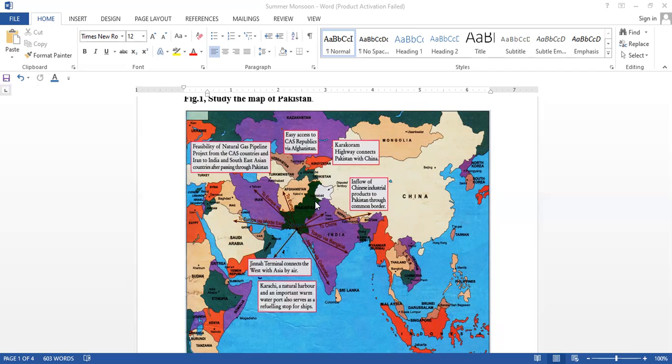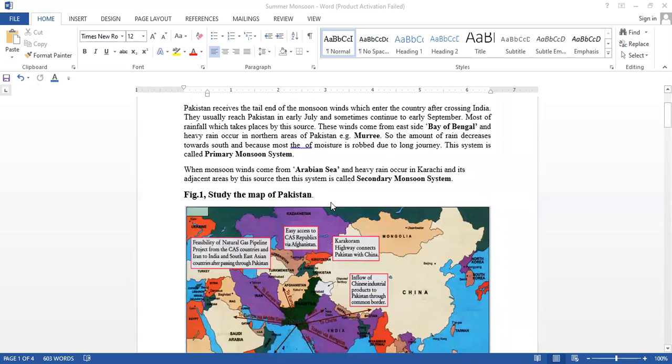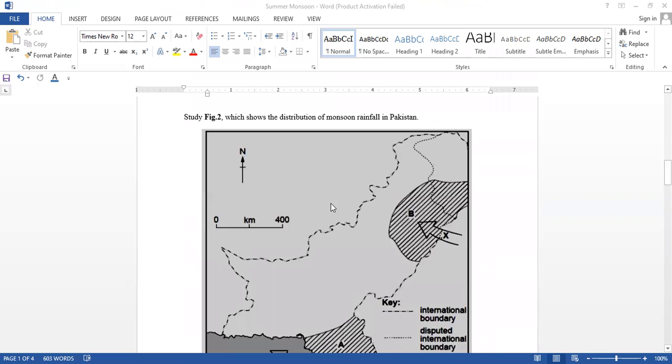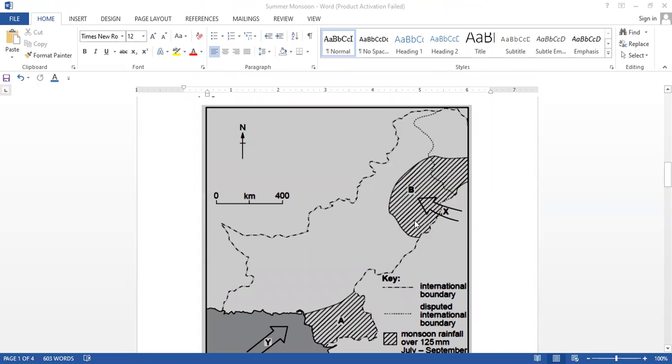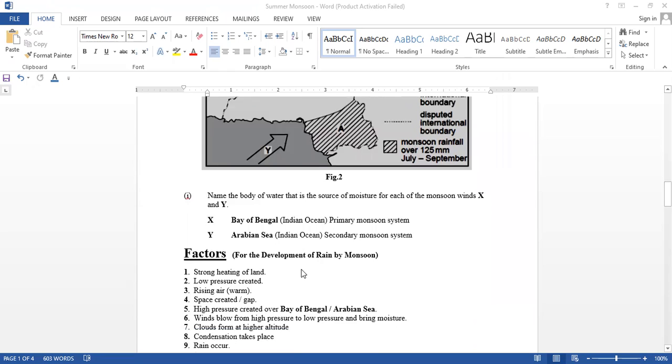So my dear students, it's called the tail end of the monsoon. The next one, just look towards this picture and map of Pakistan. According to this map, system X is the primary monsoon system, and the source is the Bay of Bengal, because such winds are coming from the east side. And system Y is the secondary monsoon system, and the source is the Arabian Sea.